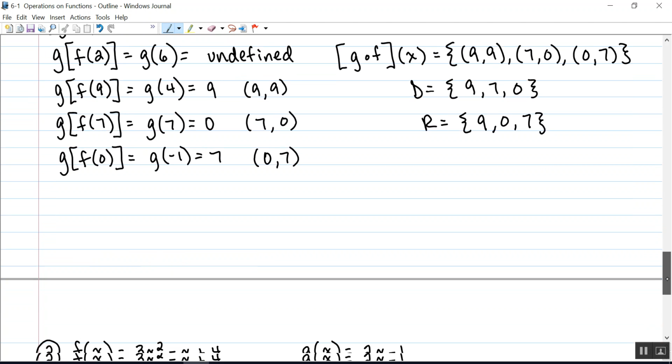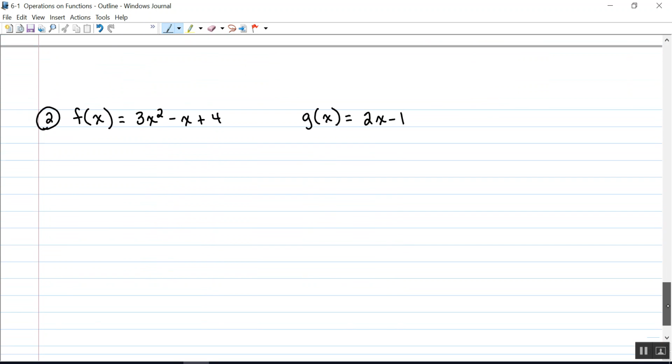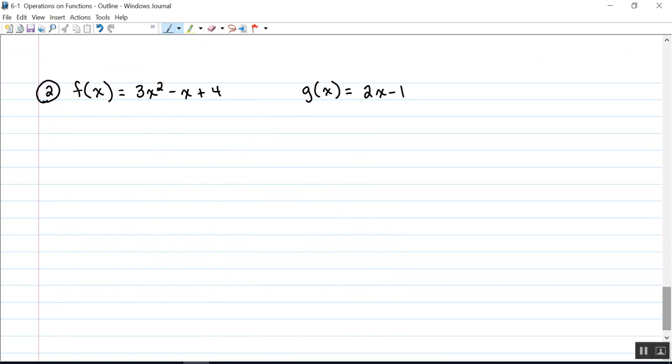The next way you can do it is if you're actually given algebraic expressions for the two functions. And to be honest, I think this one's a little bit easier. So we need to find f of g of x and g of f of x. So f of g of x. For this one, I kind of like to write it like this, f of g of x, because this one's a little more obvious as to you're putting one function into another.